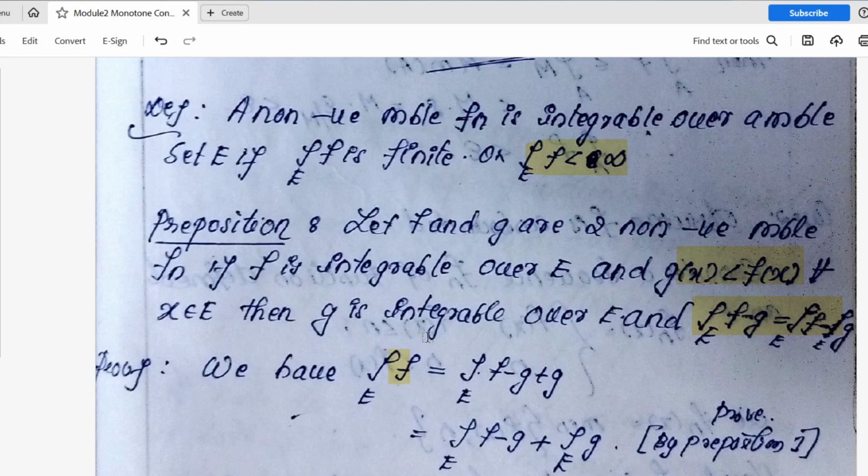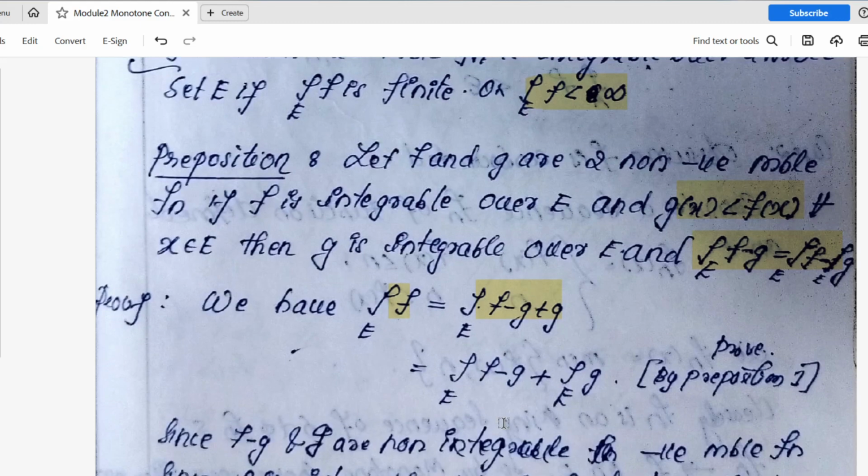So let us consider the integral over f. We can write the integral of f as the integral of f minus g plus g, since g is a value less than f. Now we split this into the integral over f minus g plus the integral over g, because by using the previous proposition we can split and write it.